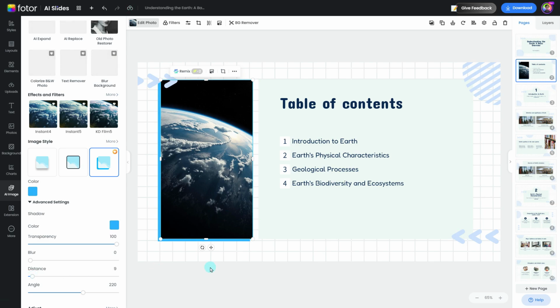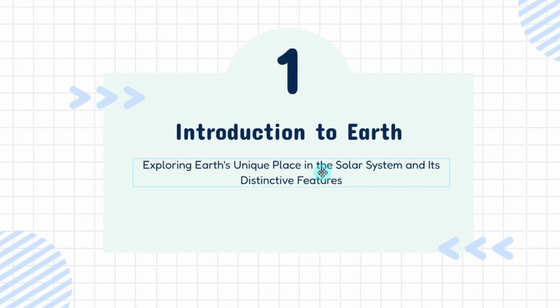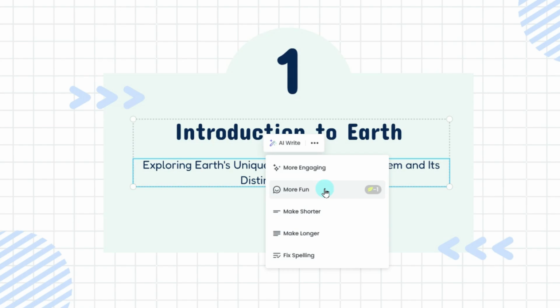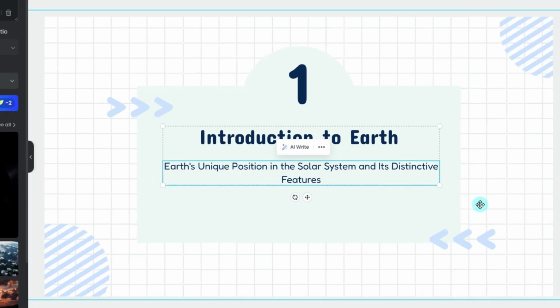Next, click on any texts you want to modify. You will see AI Write. It can help you to rewrite your text to be more engaging or more fun.